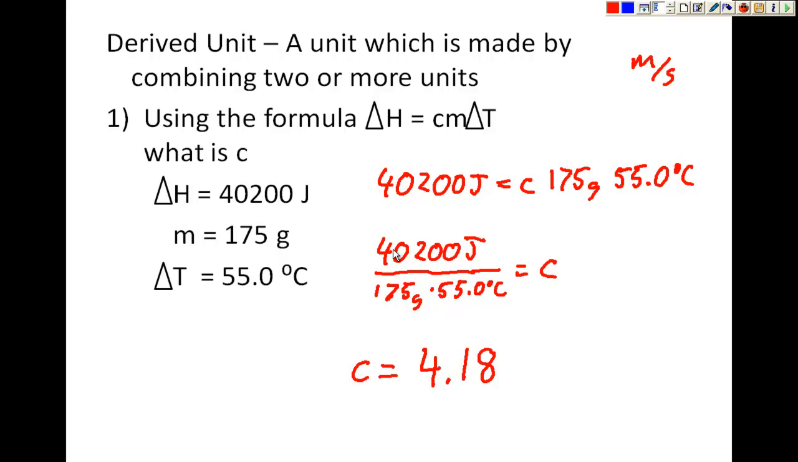Now, what is the unit of C? Just like how we did 40,200 divided by 175 divided by 55, we do the exact same thing with our units. We just simply go joules divided by grams degrees Celsius. And this is going to be our unit. This is what we call a derived unit, which is simply a couple of different types of units combined into one.